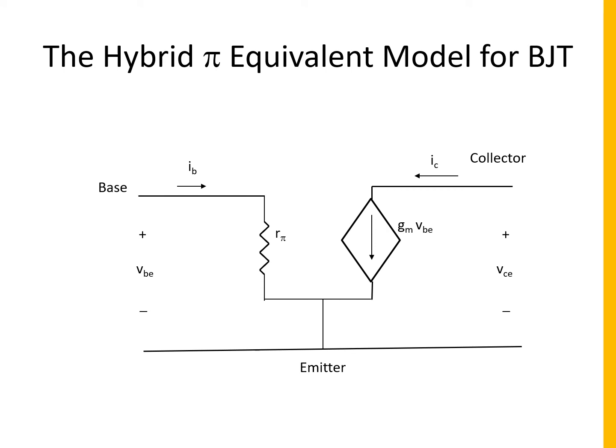If you look from the emitter end, the equivalent circuit looks like a pi. Hence the name pi model. Why hybrid? Because the equivalent model has both voltage and current. Hence the name hybrid pi model. Had it been just voltages, we would have called it the impedance pi model, and had it been only currents, we would have called it the admittance pi model.